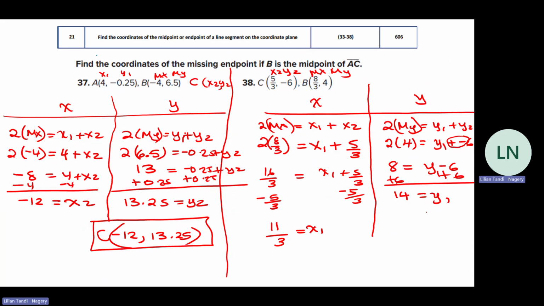Okay? Then you write your answer. A, parentheses 11/3, 14. Why am I not changing this to decimal? Because it will give you a repeating decimal. So if you get a repeating decimal, you cannot use a decimal. You write it as a fraction, okay? You leave it as a fraction.